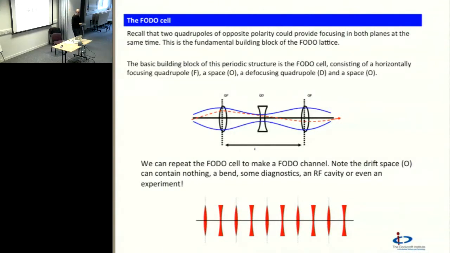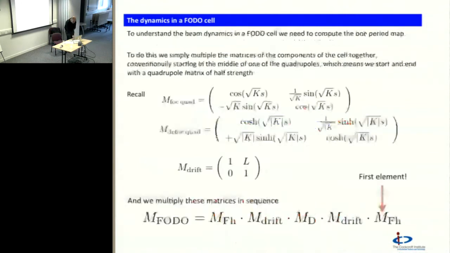So if I want to transport my beam from here over to here, I'll build a FODO channel of alternating quadrupoles that keep the beam nicely focused, and it pops out to the side. Quite cheap to do, quite easy to do. Most lattices have a basic FODO structure or some variant thereof. But note that the drift space, quite confusingly, can be nothing, or it can be a bend, some diagnostics, an RF cavity, or even an experiment. So you can put a lot of stuff in these spaces. The O can hide quite a lot. The FODO refers to the focusing distribution.